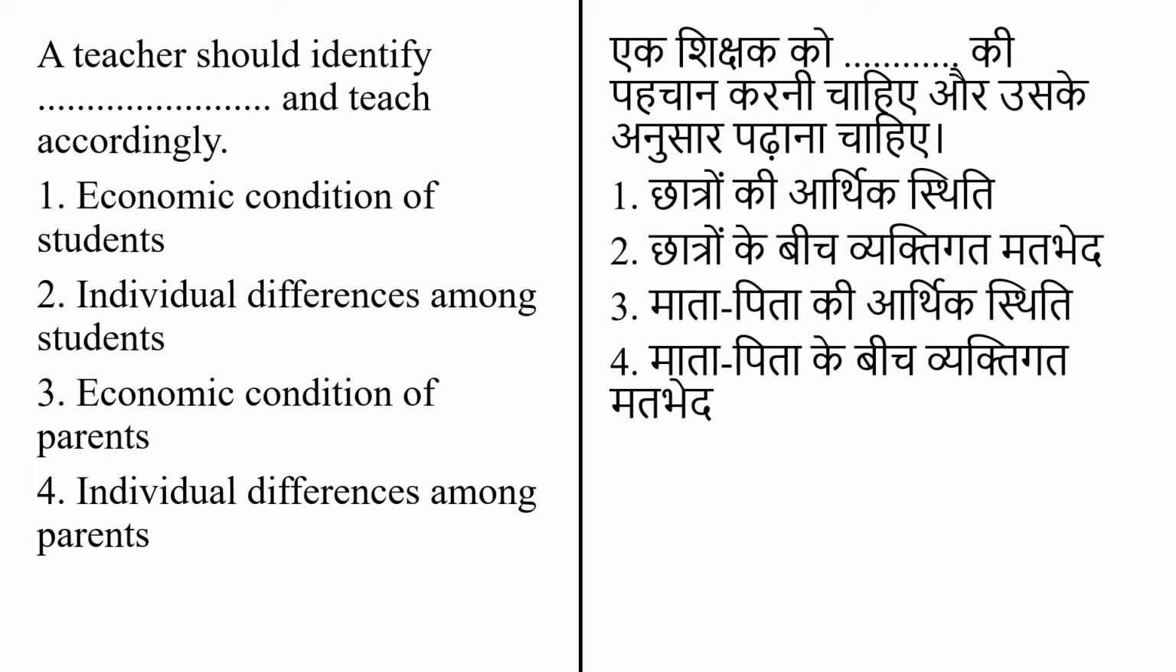A teacher should identify what and teach accordingly. So here in this question they ask you, a teacher, one who is teaching in the classroom, should identify what and teach accordingly. And for this the first option is economic condition of the student. Second one is individual differences among the students. Third one is economic condition of the parents, and the last one is individual differences among the parents.